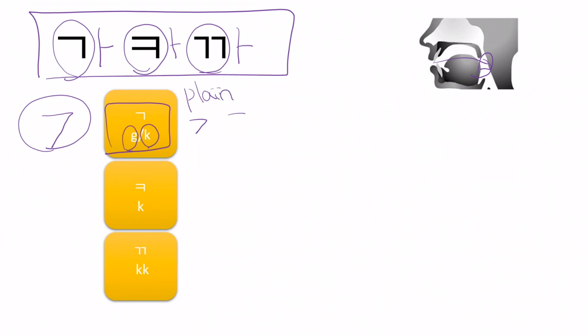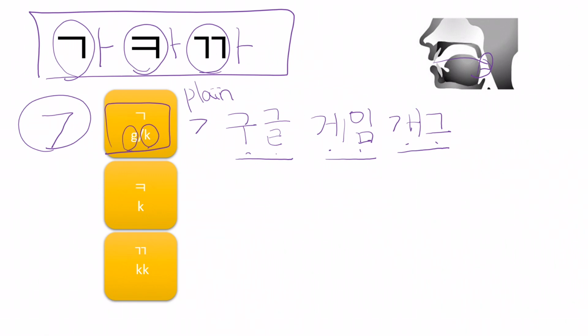Now let's practice the words. Google, 게임, 개그. Not Google, but Google. Not game, but game. Not gag, 개그. Much lighter. Now let's go to the k sound.